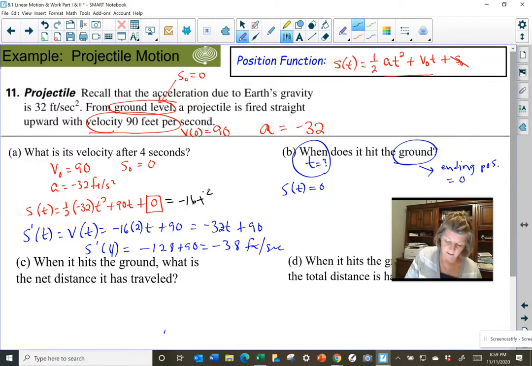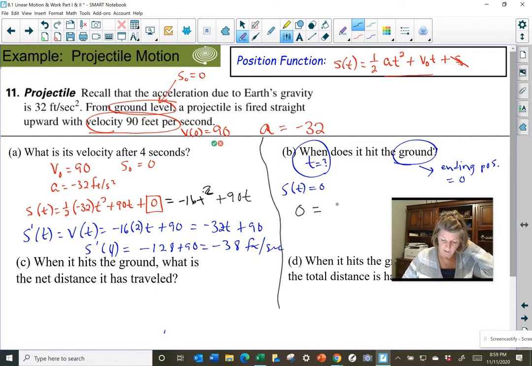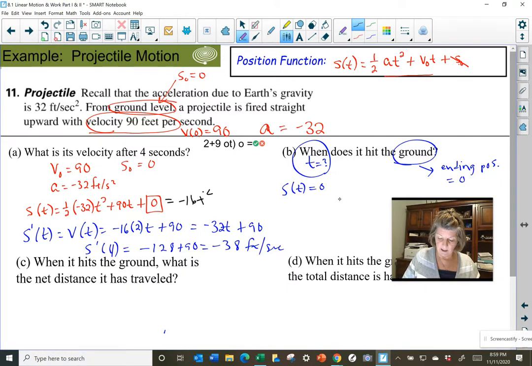Okay, so we've got this negative 16t squared plus 90t. We're going to take that and set it equal to 0. So for part B, we have 0 equals negative 16. Could definitely take out a 2, couldn't I? 0 equals negative 2. I'm going to pull a t as well. And that's going to give me 8t minus 45. So there's 2 times when the position is 0.